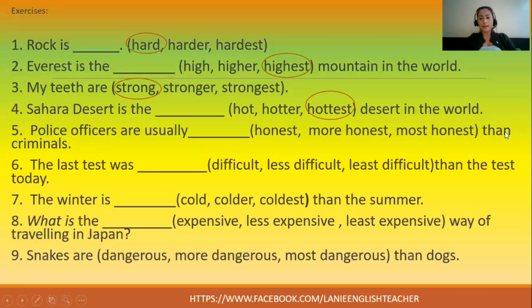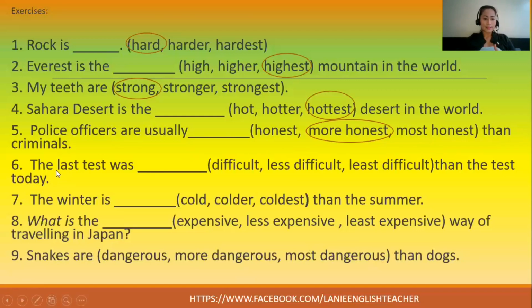So it's very clear that the adjective we are going to use here is in comparative form. So among the choices, which one is in comparative form? Honest, more honest, or most honest? The correct answer is more honest.